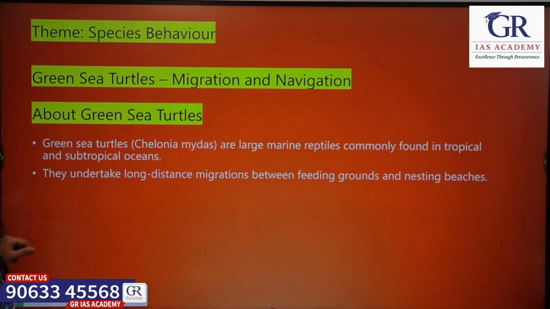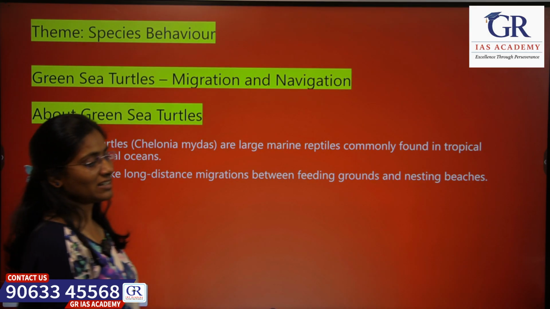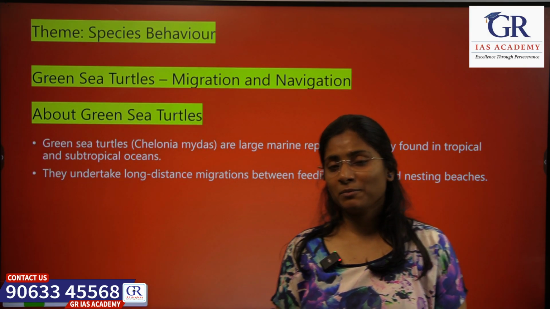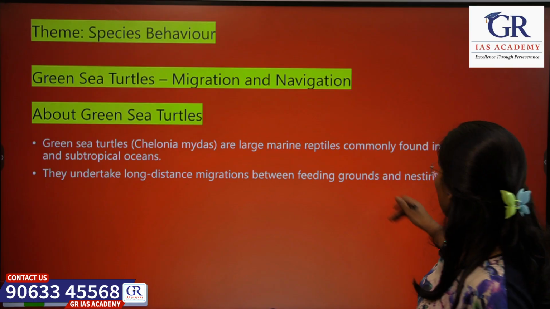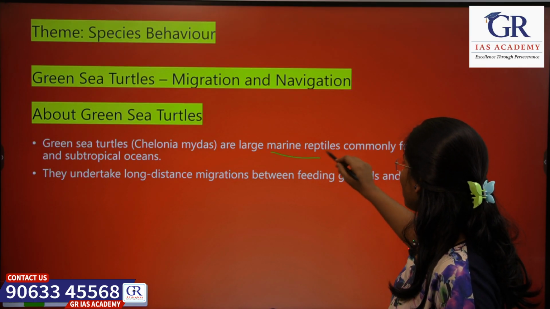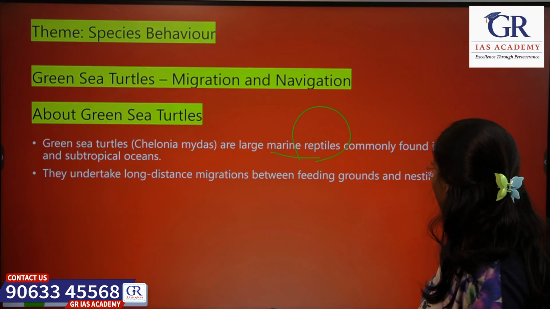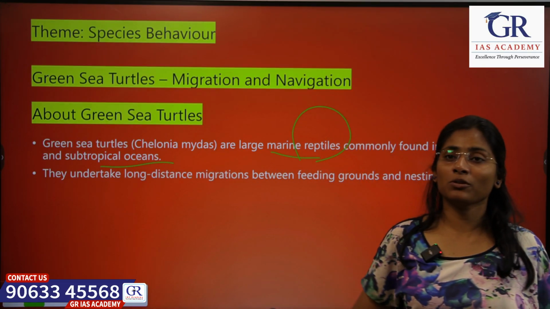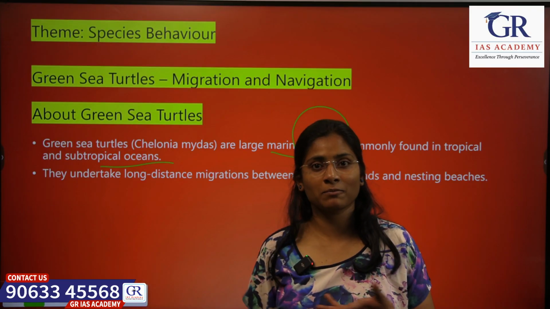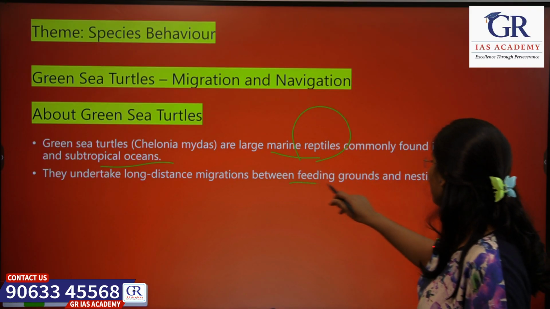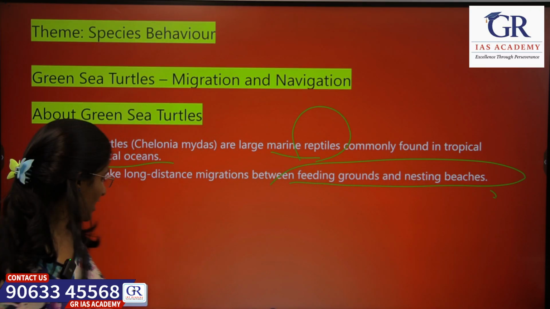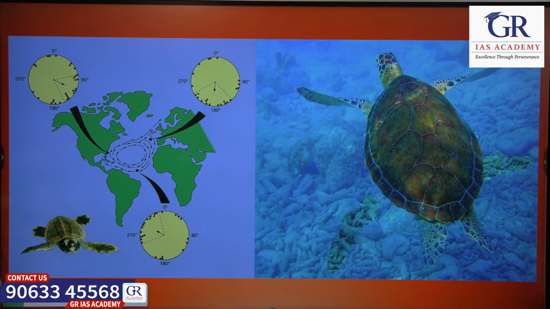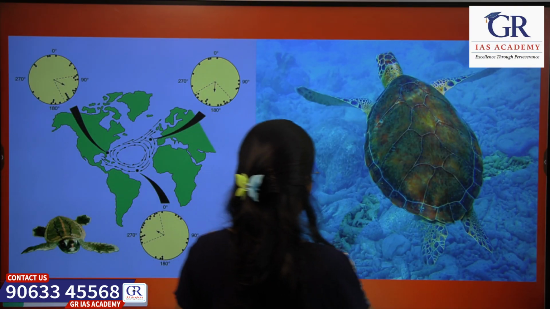Next topic is about green sea turtles. These green sea turtles also have the same capability of using Earth's magnetic field as a compass. They are reptiles found in oceans, right? They also undergo long distance migration like our humpback whales, for feeding and nesting beaches. We were discussing natal homing, right? That is related to our turtles. If you notice, this is our turtle.